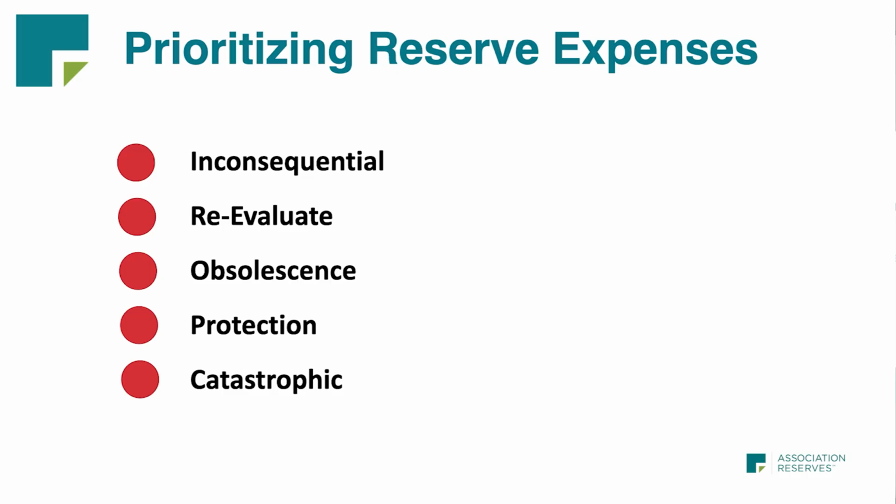So let's talk about prioritizing your reserve expenses. These are the expenses that we see. You have some that are inconsequential, some that we need to reevaluate, some that are just because of obsolescence, some that are absolutely for protection of our assets, and then others that are catastrophic. So let's talk about the inconsequential ones.